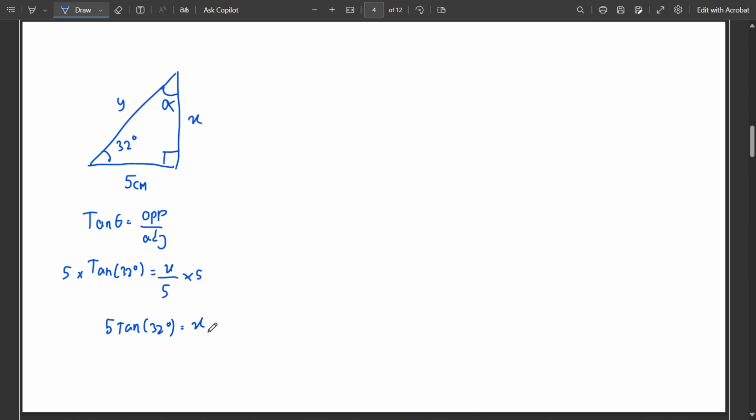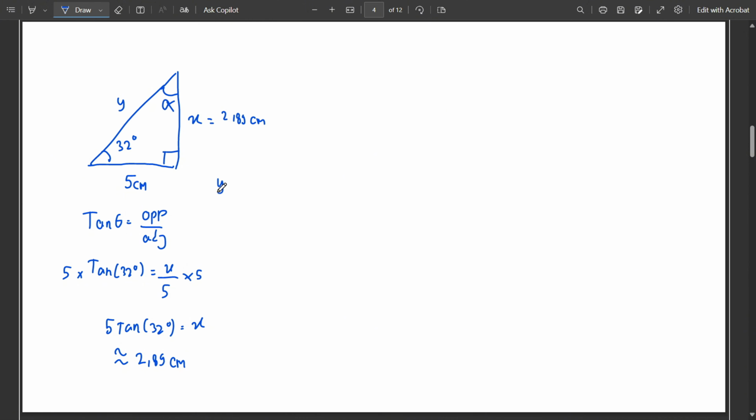Using our calculator, 5 times tangent of 32 is approximately 2.89 centimeters. That is our x. So our x is equal to 2.89 centimeters. To find our y, just use Pythagorean theorem.